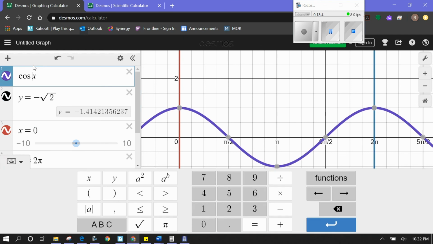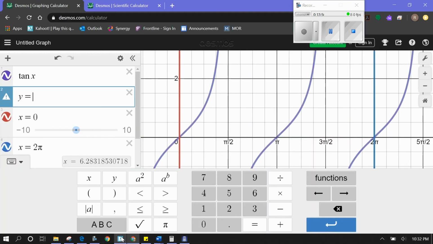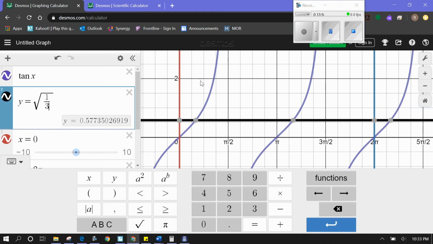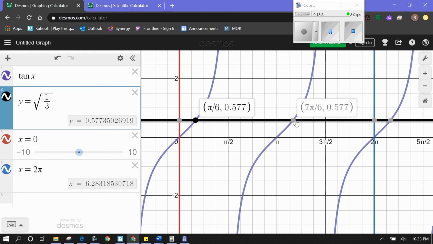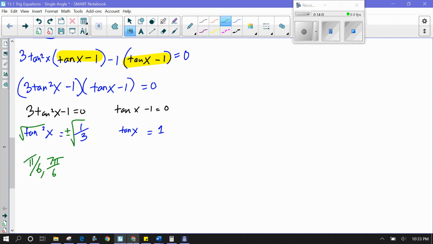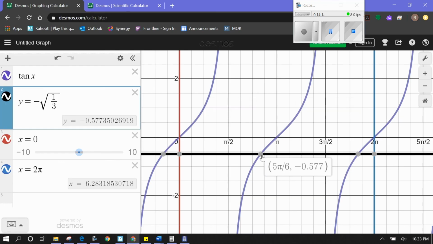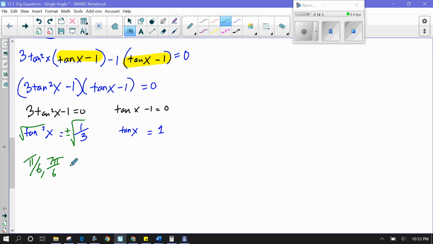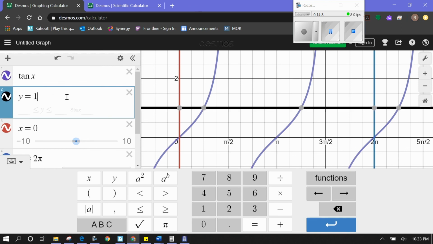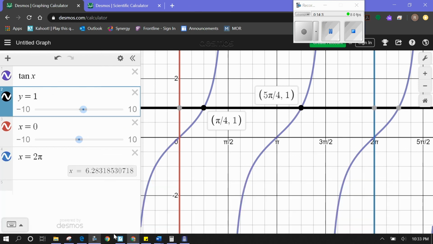So let's go ahead and change this to tangent, and I want to know where this is going to give me a value of, let's do positive square root of 1/3 first. So let's see, pi over 6 and 7 pi over 6. And then now I'll consider the negative version, and that's going to be at 5 pi over 6 and 11 pi over 6. Alright, and then the last one here, I just want to know where I'm going to get an output of 1. So pi over 4 and 5 pi over 4.